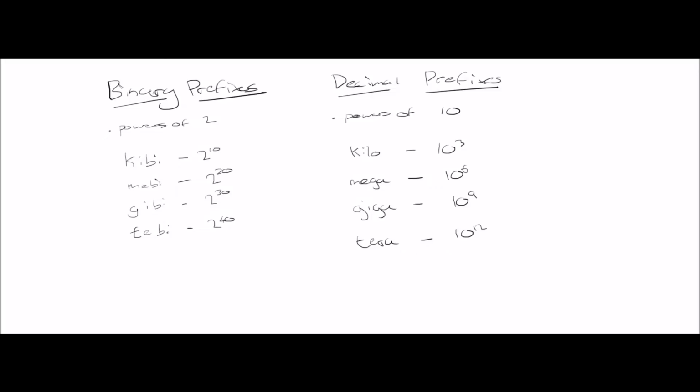You also need to be aware of decimal prefixes. These are the powers of 10, so kilo, probably the ones that you're more familiar with. So kilo, 10 to the 3, mega, 10 to the 6, giga, 10 to the 9, tera, 10 to the 12. And these are generally the ones that we come across in everyday computing.